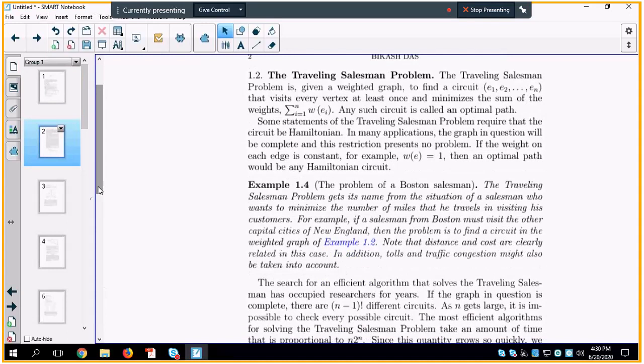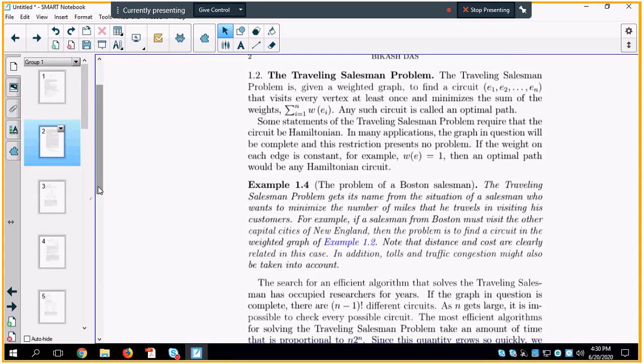Then the traveling salesman problem comes from this very idea. Given a weighted graph, like perhaps the road map of the capitals in New England, if we want to find a circuit that visits every vertex at least once and minimizes the sum of the weights, then any such circuit is going to be called an optimal path. You'll notice that it doesn't say that we can't travel to the same city more than once, but it does say that our goal is to minimize probably the distance or the cost of the travel. So it's often not going to be optimal to revisit cities.